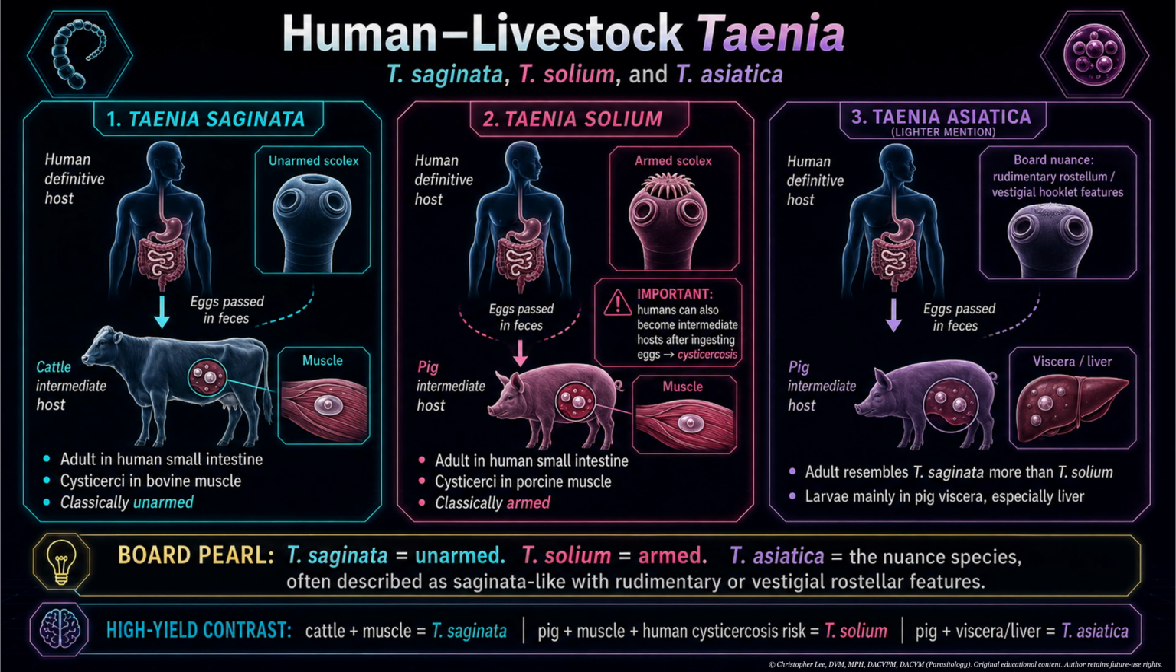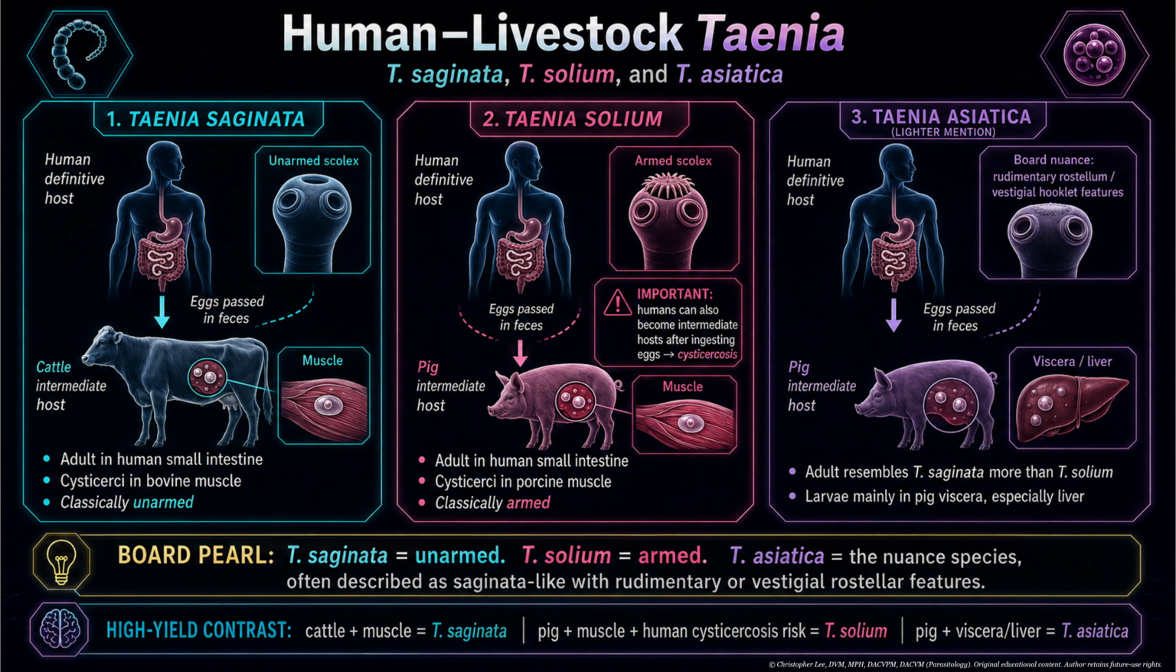Taenia asiatica is a lighter mention but worth knowing. Humans are the definitive hosts, pigs are the intermediate hosts, and the larval stage is associated mainly with pig viscera, especially the liver. The adult is often described as more saginata-like, with the rostellar ones making it a favorite board detail species.